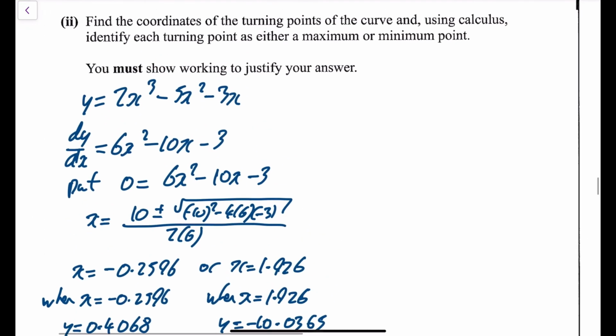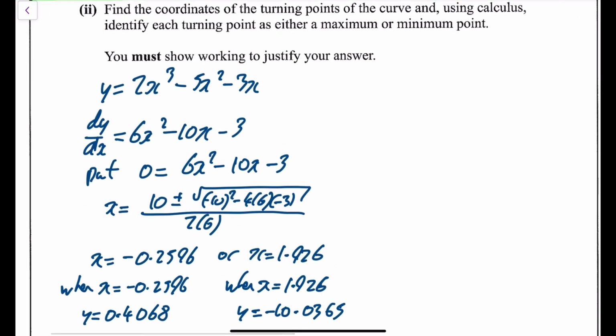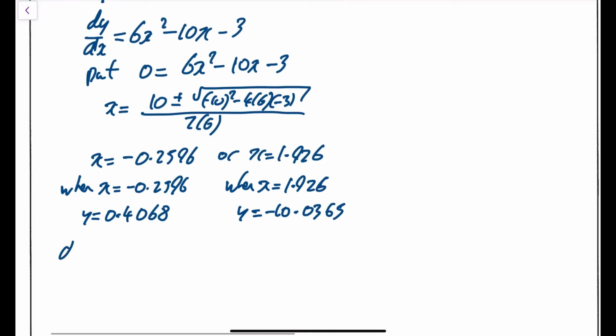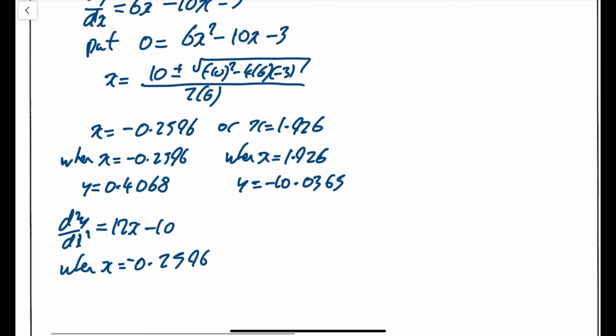minus 10.0365. Okay, so I've got turning points, but I don't know if they're maximum or minimum, so you absolutely must do this. Your d2y by dx squared, differentiate your dy by dx function, you'll get 12x minus 10, and then just say when x equals minus 0.2596, your d2y by dx squared is equal to 12 times minus 0.2596 minus 10.